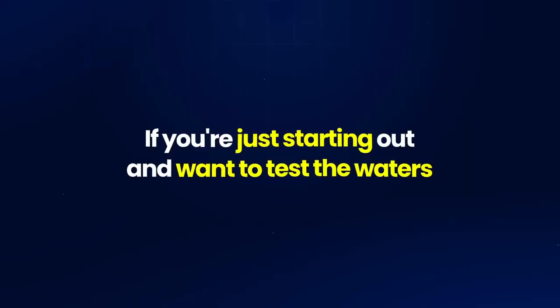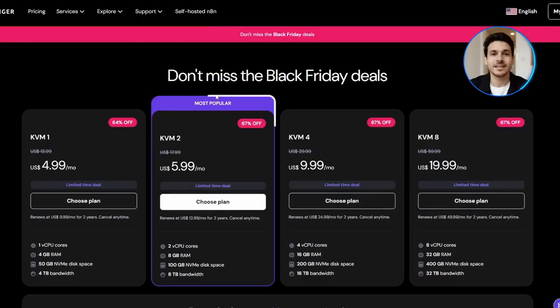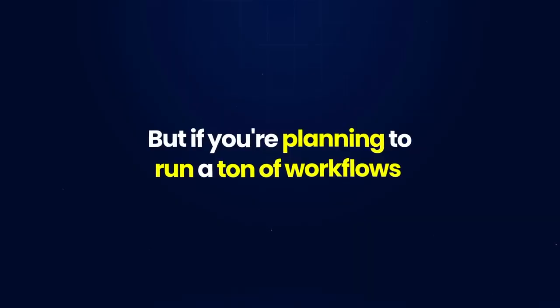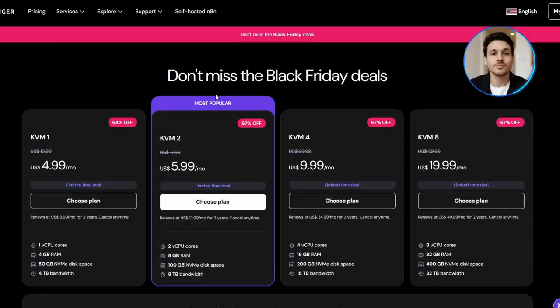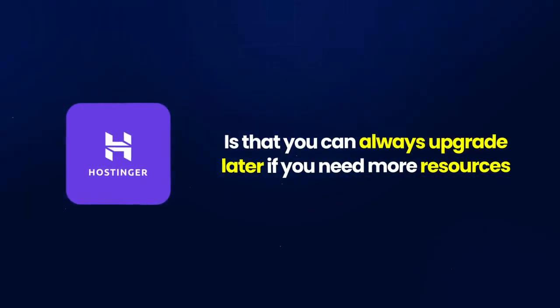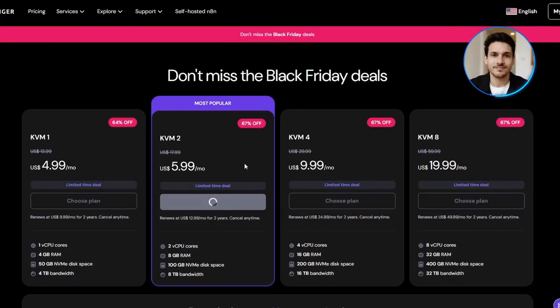If you're just starting out and want to test the waters, the KVM2 is more than enough. But if you're planning to run a ton of workflows or you're automating processes for multiple clients, you might want to look at the higher tier plan. The beauty of Hostinger is that you can always upgrade later if you need more resources. You're not locked into anything. Click Choose Plan on the KVM2 option.